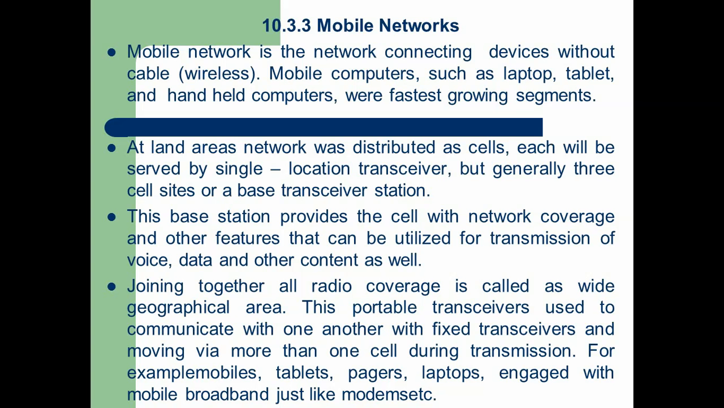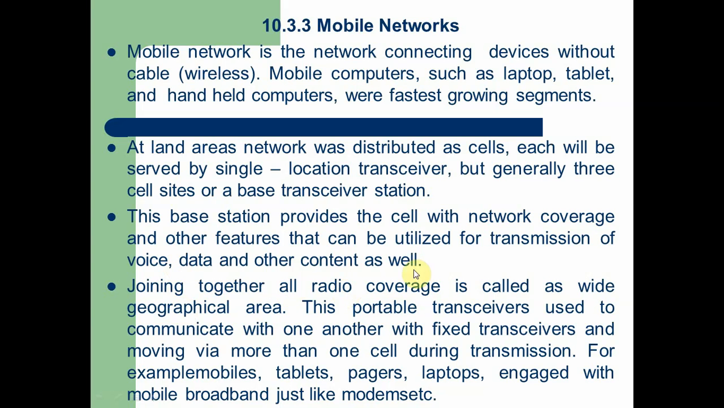In land areas, the network was distributed as cells, each served by a single location transceiver. Generally, three cell sites or base transceiver stations were used. So for each and every mobile, three layers are used for communication. One is the location transceiver. The base station provides the cell with network coverage and other features that can be utilized for transmission of voice, data, and other content. The first thing is the base station.